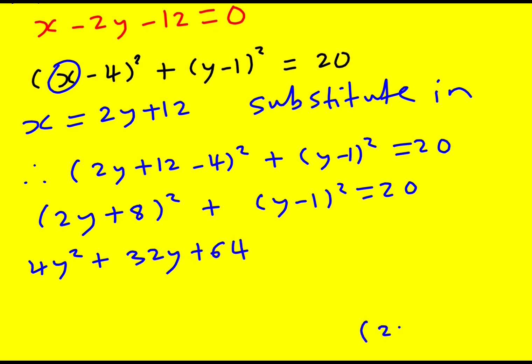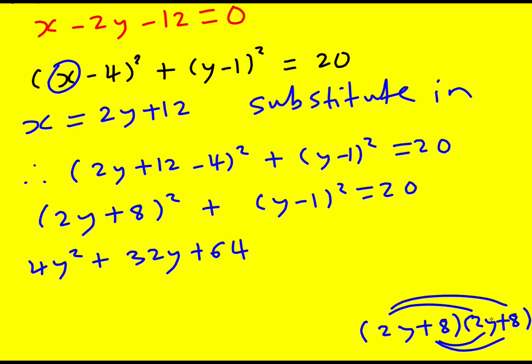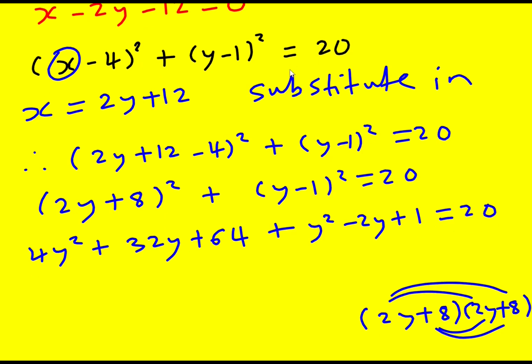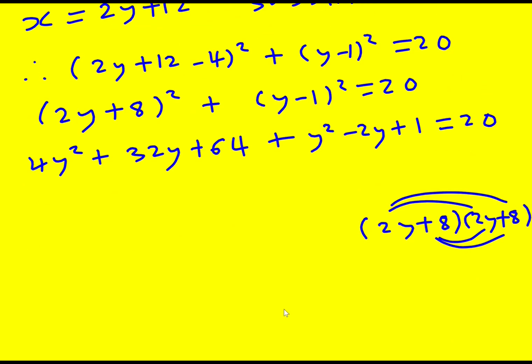If you're not happy with that, then just let me explain. This is a double bracket. So I've got 4y squared, then I've got 16y from here, and then 64. Then this is going to be y squared minus 2y, for similar reasons, plus 1, and that's going to equal 20. We can expect this to simplify quite a lot.